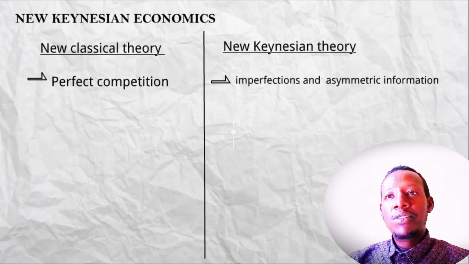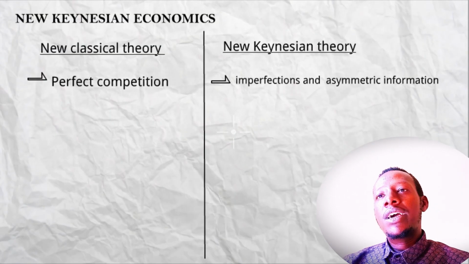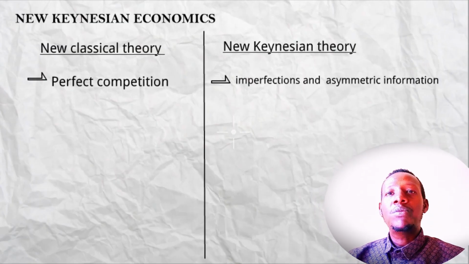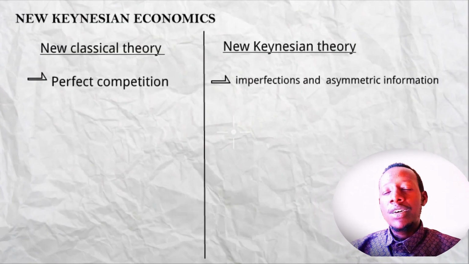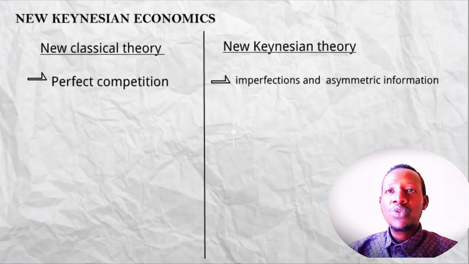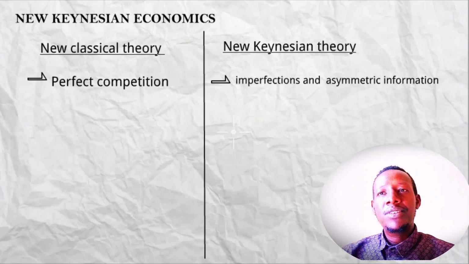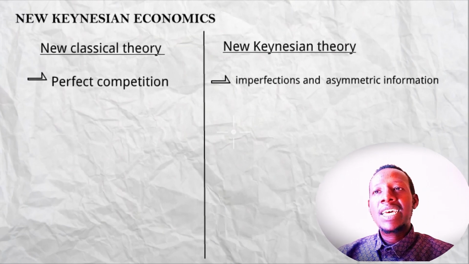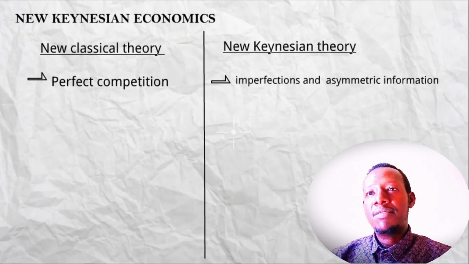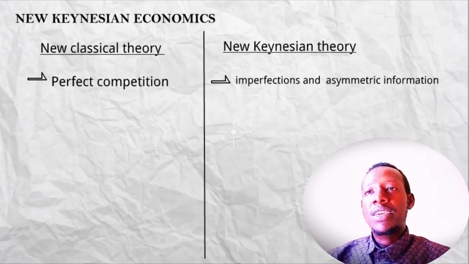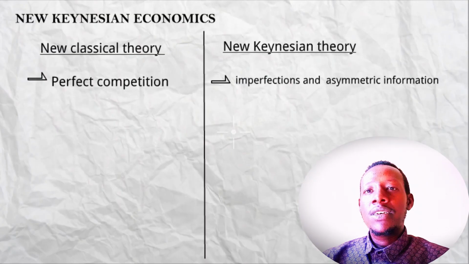By assuming perfect competition, the new classical economists could come out with results that are close to the original classical theory. The new Keynesian economists challenge the assumption of perfect competition by assuming market imperfection. They could revive some of the Keynesian ideas. And that's what concludes our last section of the chapter.